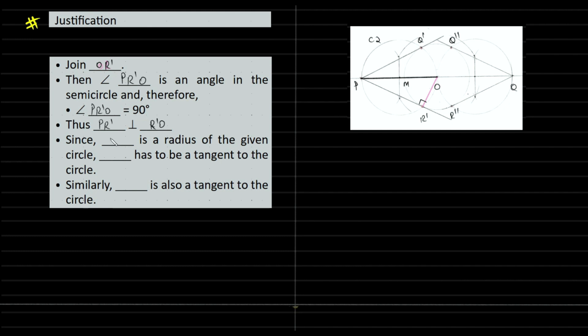Since OR dash is the radius of the given circle 1, right, this circle, then PR dash has to be a tangent to the circle. Similarly, PQ dash, QQ double dash, QR double dash are also tangents to the circle. So this would be your justification, right? Not too different, just that we have more things over here. That's it.